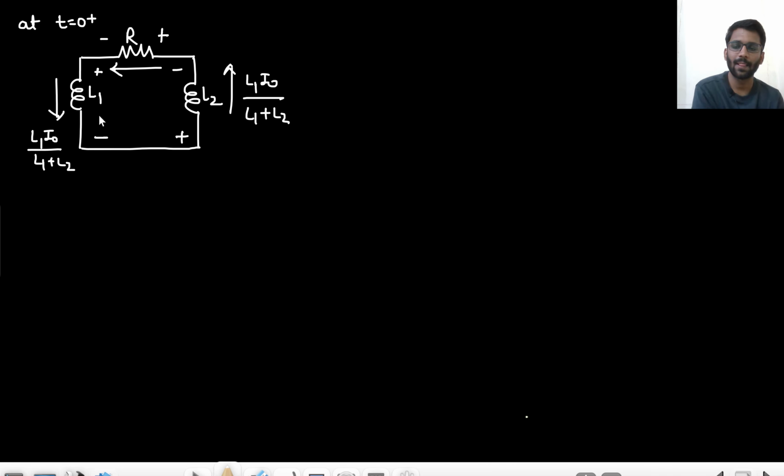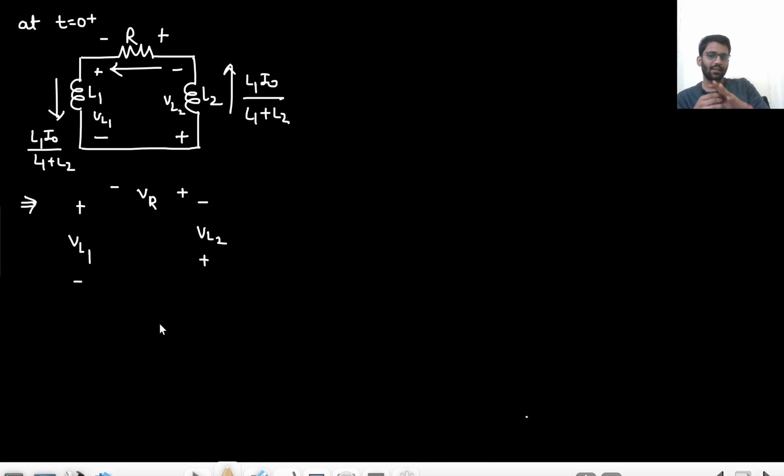Now see one thing. Let's just call this VL1 and this VL2. What is the direction of VL1? This is your VL1. Okay. Let's just call this VR. And let's just call this VL2. Okay. This is what is happening in the circuit. At t equals 0 plus, current L1 I naught upon L1 plus L2 is flowing. Let's just call this current I dash, because I don't want to repeat this expression again and again. I am calling this current I dash.